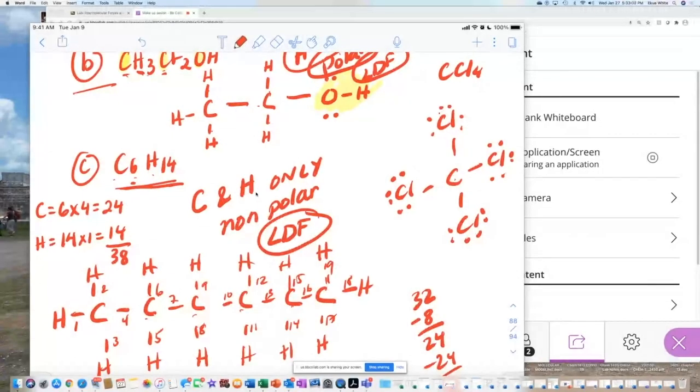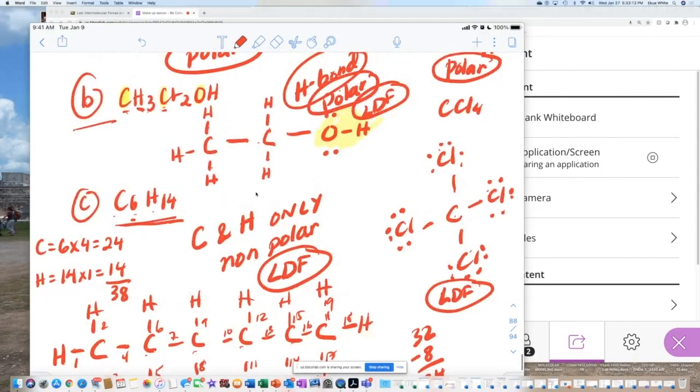Central atom has no lone pair, so based on that alone, it's nonpolar. The surrounding elements are all alike, so this is definitely nonpolar. LDF only. Okay. So based on the intermolecular force, which one goes together?